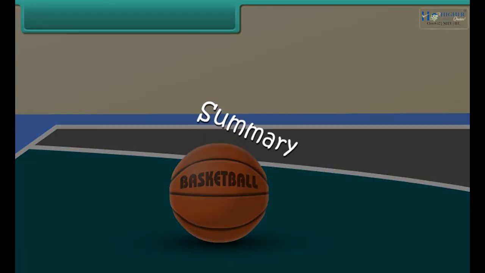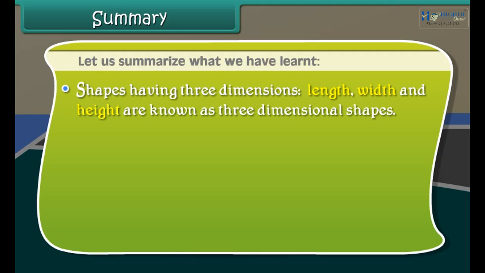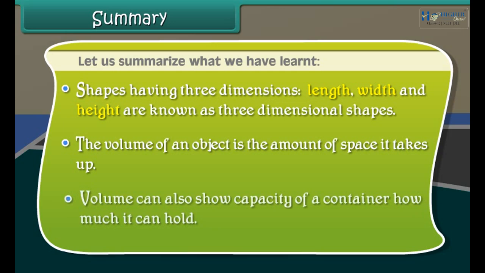Summary. Let us summarize what we have learned. Shapes having three dimensions, length, width, and height, are known as three-dimensional shapes. The volume of an object is the amount of space it takes up. Volume can also show capacity of a container, how much it can hold.